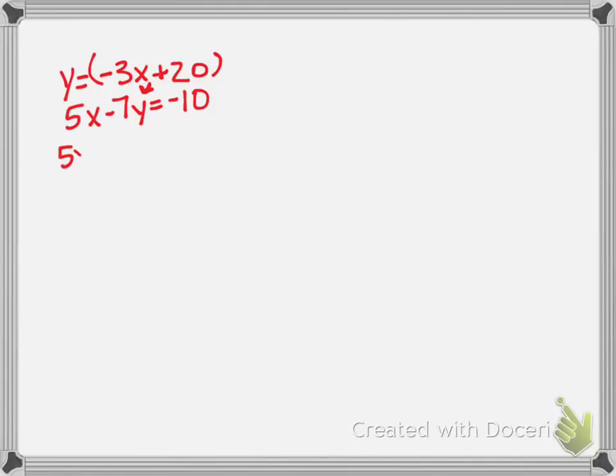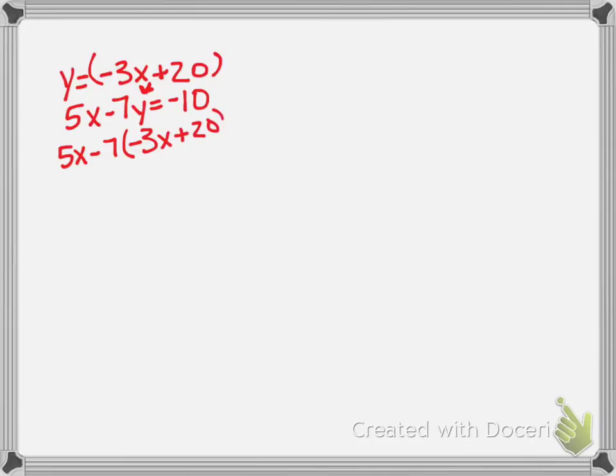Alright, so the second type of substitution problem that we've had is where one of them is solved for y and then one of them isn't. Alright, so then we're going to substitute this in for the y right here. Remember, if y equals negative 3x plus 20, we can put it in place of y. So we're going to rewrite our second equation to look like this.